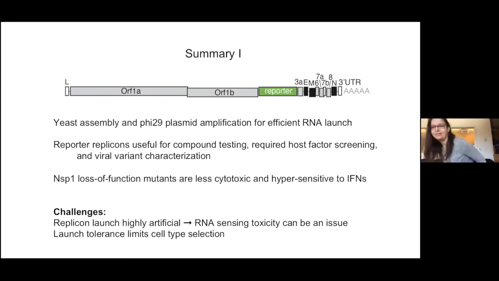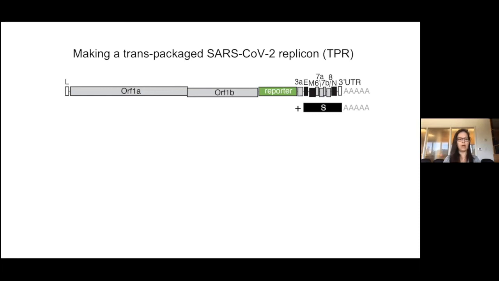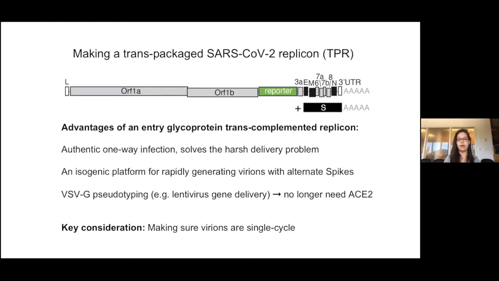Okay, so hi, everyone. Now I'm going to tell you a little bit about how we overcame the challenges that Joe mentioned. What we decided to do is to transpackage these replicons by providing the glycoprotein, or spike in this case, in trans. And this trans-complementation system has many advantages. For one, it really solves this harsh delivery by electroporation problem. And it also ensures delivery of RNA that's mostly full length, since only the RNA that can be packaged is delivered.